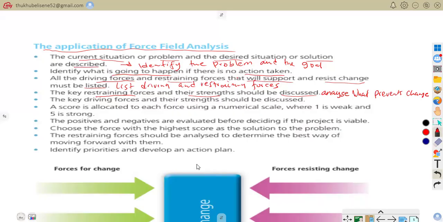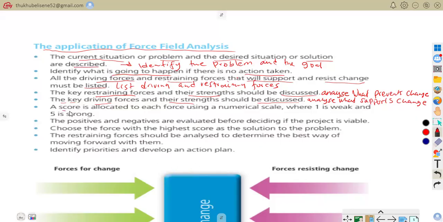Now, it further says the key driving forces and their strengths should as well be considered. Discuss driving forces. Analyze what supports change. Maybe what supports change is the strong customer demand.